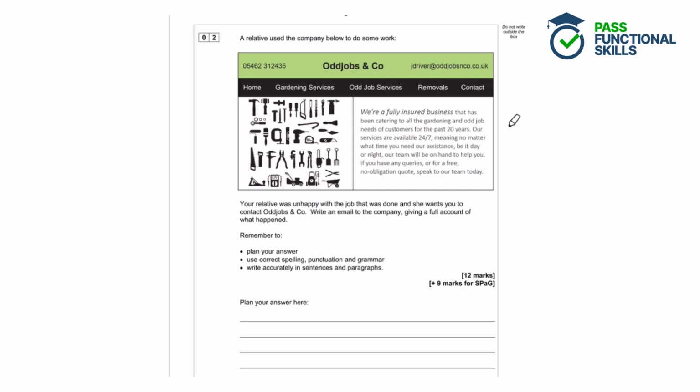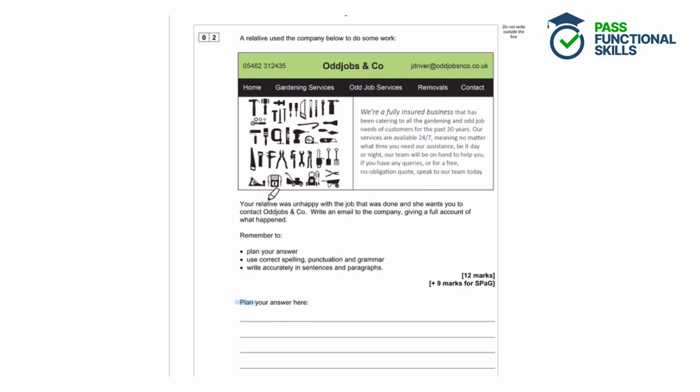Your relative was unhappy with the job that was done and she wants you to contact Odd Jobs & Co. Write an email to the company giving a full account of what happened. Remember to plan your answer, use correct spelling, punctuation and grammar, and write accurately in sentences and paragraphs. And then we've been given a space to plan our answer. Now it's really important that you plan your answer beforehand so that you've got lots of ideas and can organise your answer in a logical order.